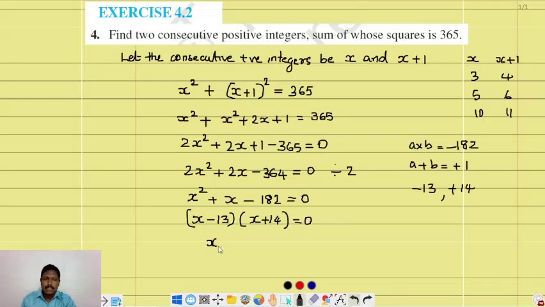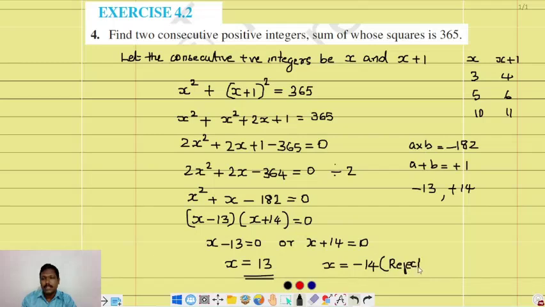That is, x minus 13 equals 0, or x plus 14 equals 0. So from this you will get x equals 13, transposing to the right side. From here you will get x equals minus 14, and this minus 14 we reject.